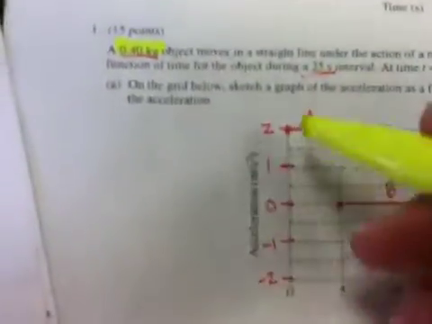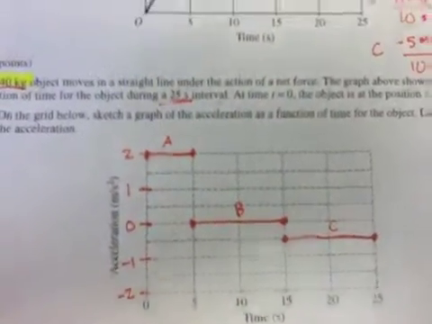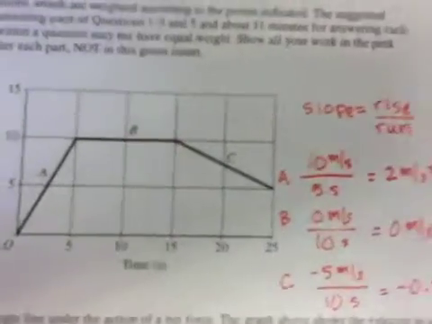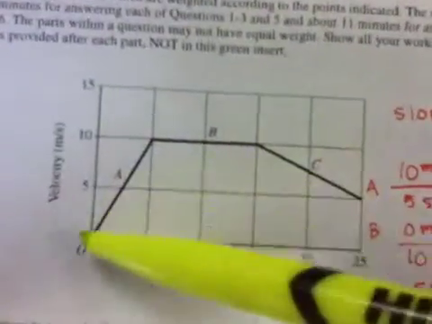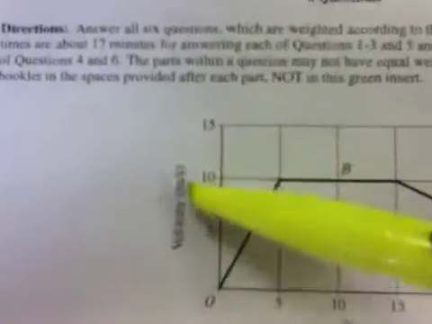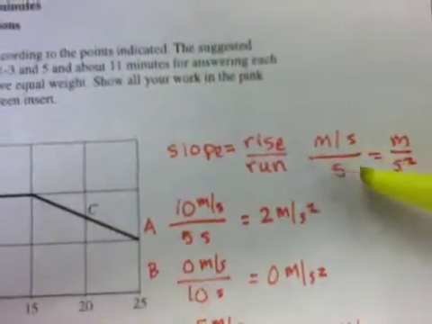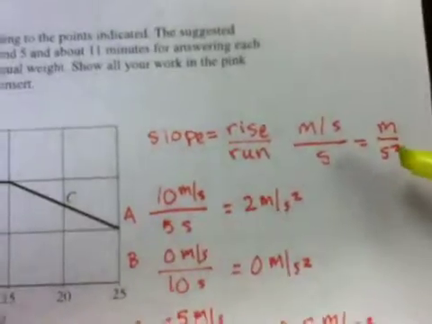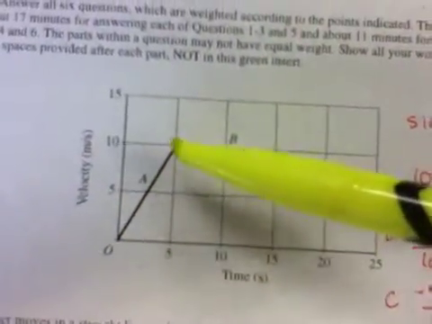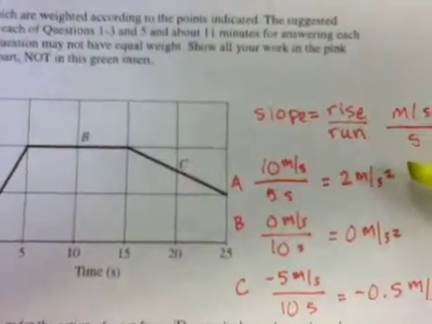As we see, they didn't give us any numbers on our acceleration, so we have to make our own numbers. The first thing that we need to do is look at the information given to us, this graph. To find the acceleration, we need to look at the slope of this graph, because slope is rise over run. Our rise is velocity in meters per second, and our run is time, in seconds. Meters per second divided by seconds gives meters per second squared, which is the unit for acceleration. So for part A, our rise is a positive 10, and our run is a positive 5. So 10 meters per second divided by 5 seconds is 2 meters per second squared.